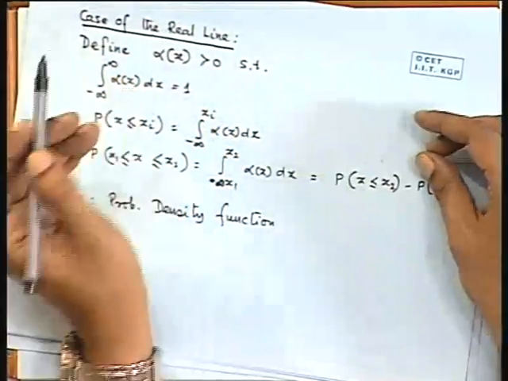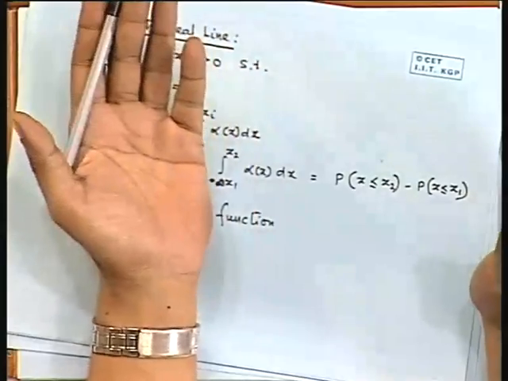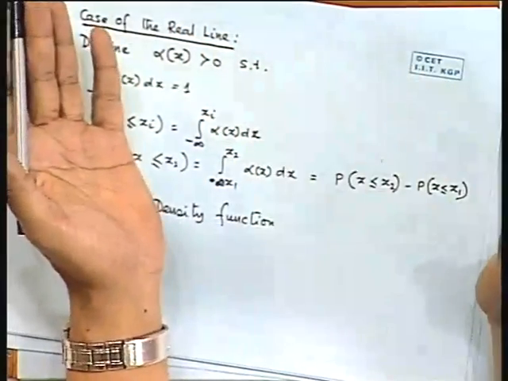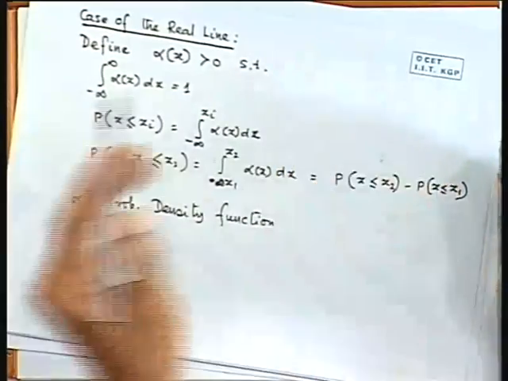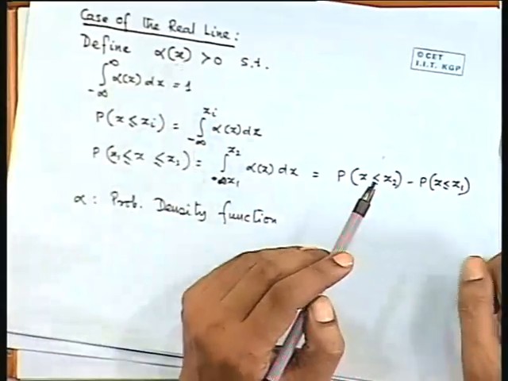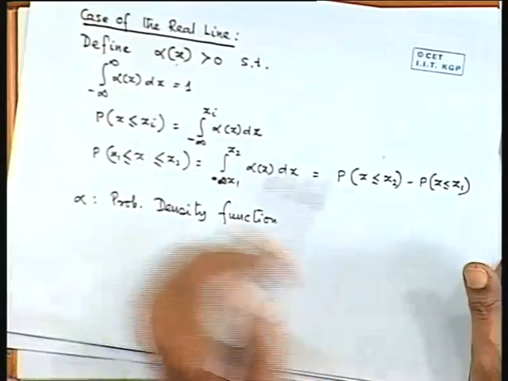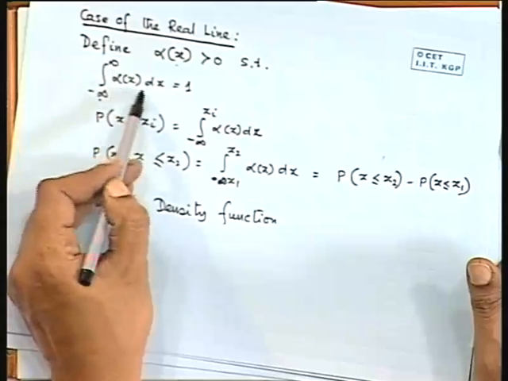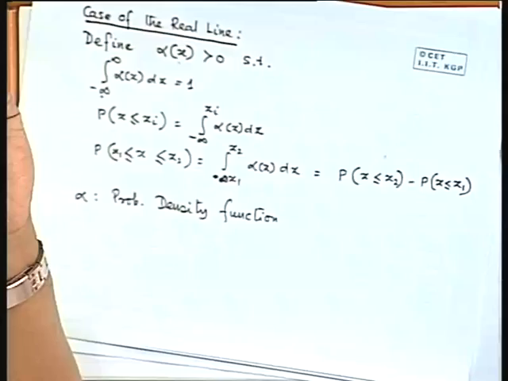So how do we define probability when my probability space is the real line? Let us say, and you can easily extend it to multidimensional space, the real line is a one-dimensional space. So how do you do that? You first define a function called alpha(x) for any value of x such that it is greater than 0, and the integral from minus infinity to infinity of alpha(x) dx is 1. That is, if you integrate the function alpha over the real line from minus infinity to plus infinity, it will be 1.